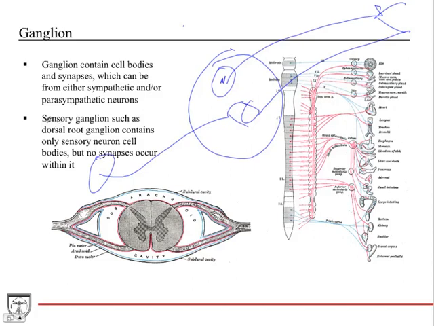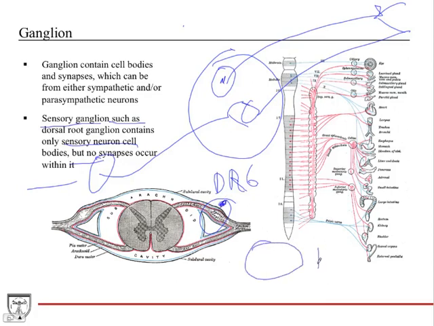So then these are autonomic, and then there's sensory ganglion, which for example is that dorsal root ganglion that we talked about when we were talking about the spinal nerve anatomy. And these contain only sensory neurons, and no synapses occurring within them. So sensory ganglion are a little unique. You have this sensory neuron with a cell body. So we'll blow this up here.